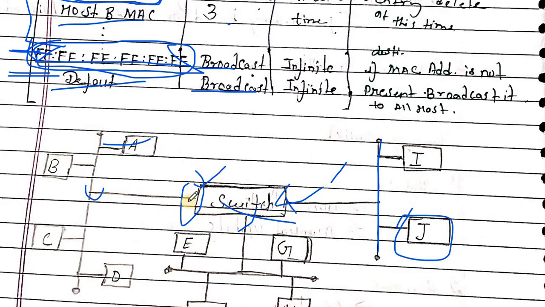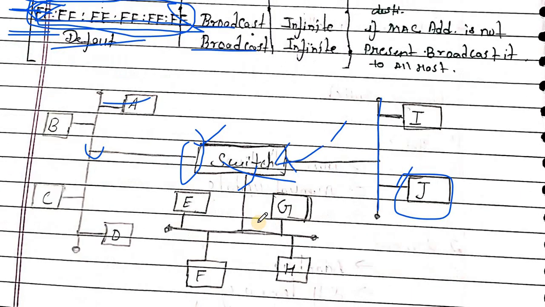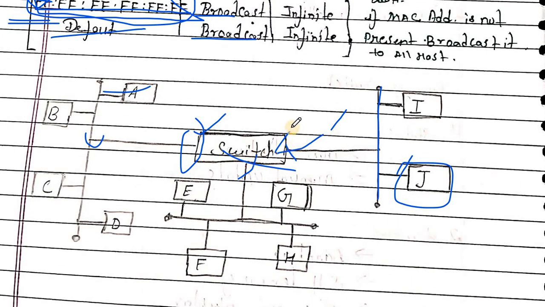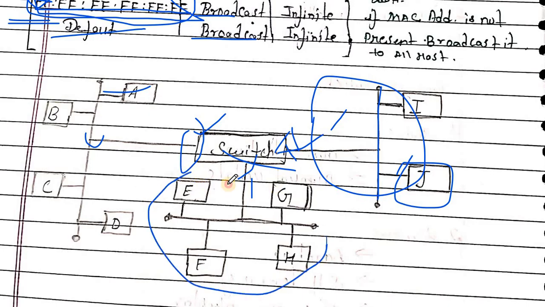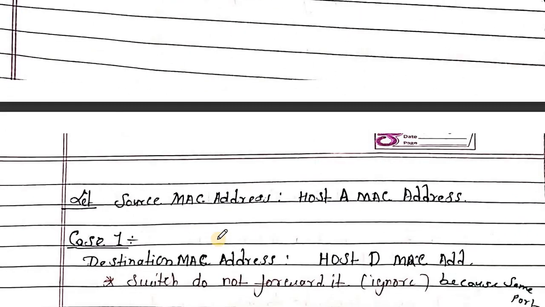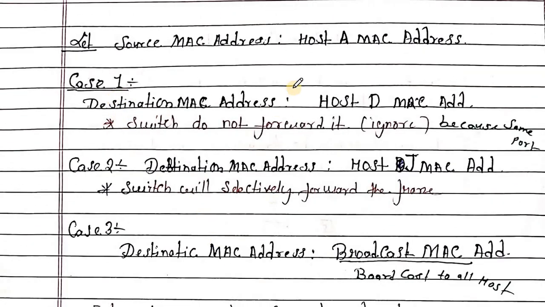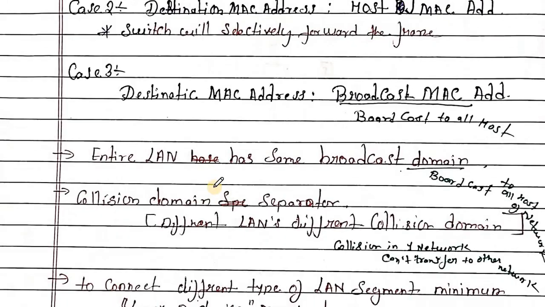Means that if the destination MAC address is the broadcast address, then it forwards the frames to all connected nodes. The frame is transferred to this network, and the frame is transferred to this network also. Not a specific forwarding, not selective forwarding happens here. Okay, got it? Here are all three cases.